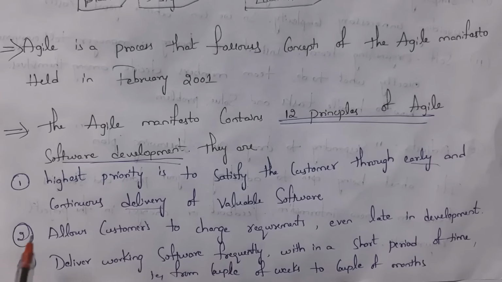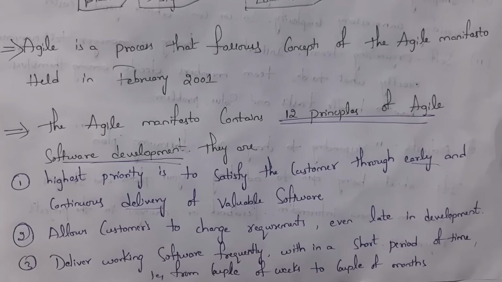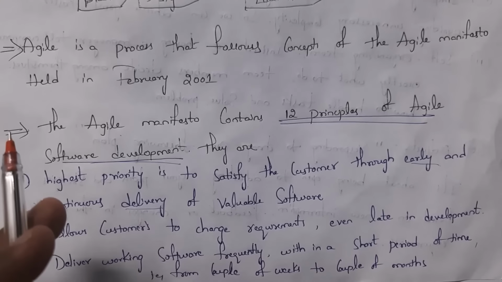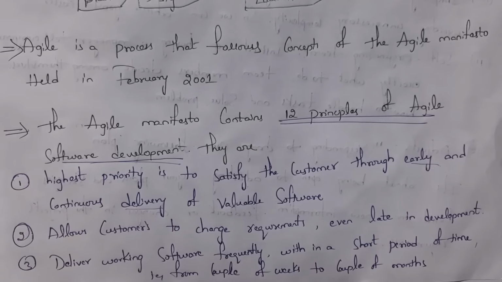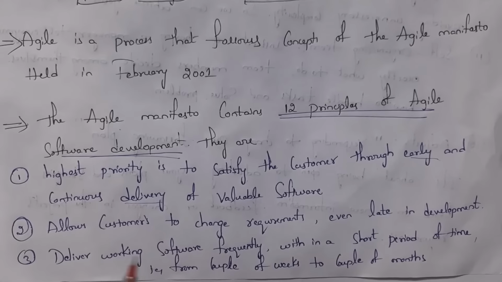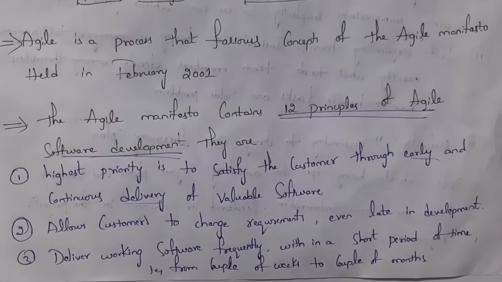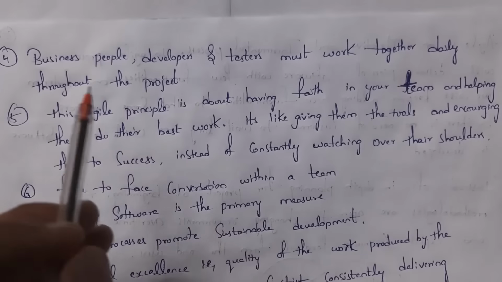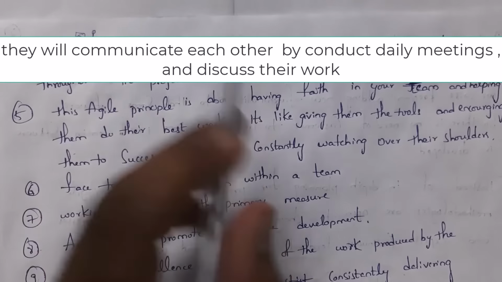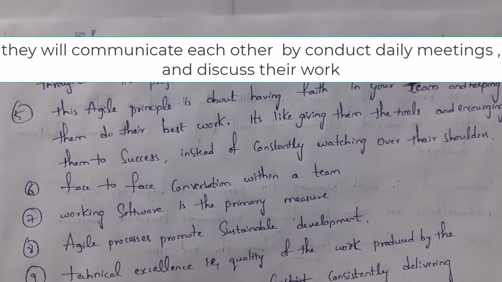And the next principle is: allow customers to change requirements even late in development. For example, the first time I said only I want a student login form. This time I said that I want both a student login form as well as a faculty login form. So this agile model allows customers to change requirements. And the third principle is: deliver working software frequently within a short period of time, that is from a couple of weeks to a couple of months. Guys, within a short period of time, that is maximum within 2 to 4 weeks, we need to deliver software. And the fourth principle is: business people, developers and testers must work together daily throughout the project. So these people must communicate with each other daily so they can deliver software within a very short time.